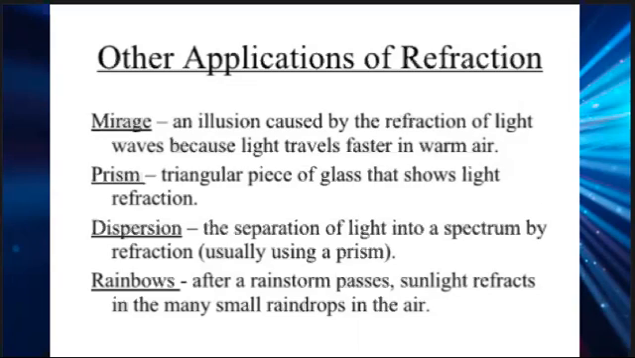We have also dispersion, the separation of light into a spectrum by refraction, and we have rainbows. After a rainstorm passes, sunlight reflects in the many small raindrops.